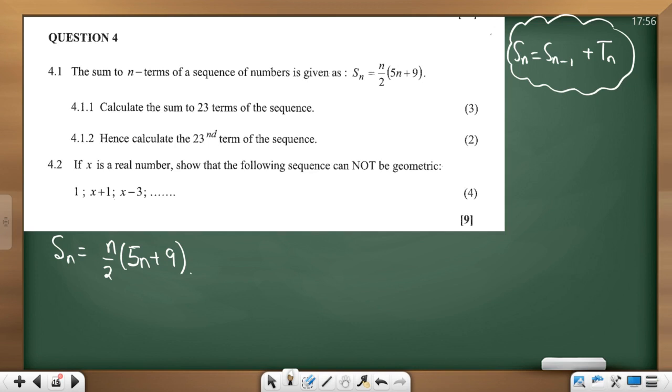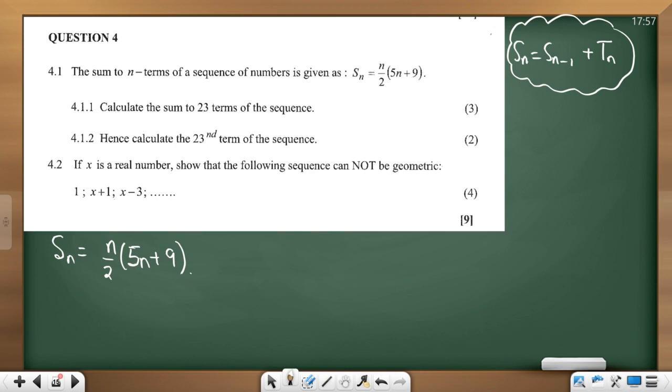Let's see quickly. The sum of n terms of the sequence of numbers is given as that. All right, remember we are working with different provinces. So we have a merge of provinces here. So I'm sure it's in one of the provinces.